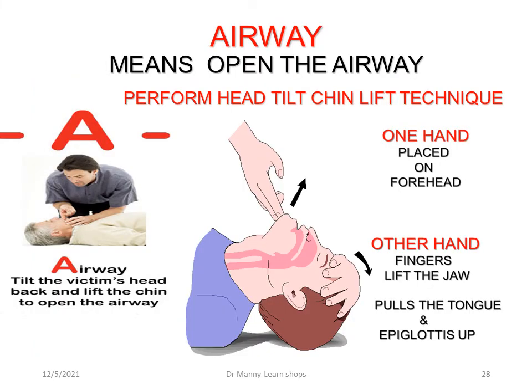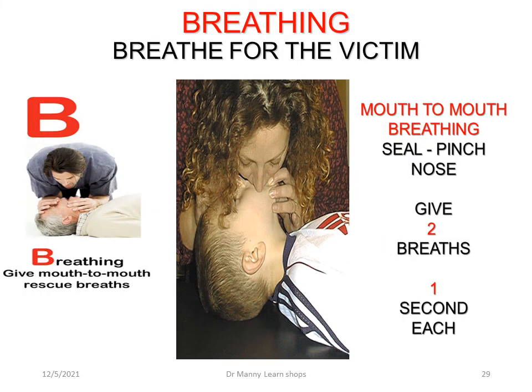The airway means opening the airway. And the only way you can open the airway is to perform a head tilt chin lift technique. I'm not going to go into the jaw thrust because we're not talking about neck trauma or head trauma in this instance, but you can review the jaw thrust maneuver if you choose to. We're talking about the head tilt chin lift maneuver, where you place one hand on the forehead and the fingers of the other hand lift the jaw, and by doing that you pull the tongue and the epiglottis up. Because remember, when you become unresponsive, your tongue and epiglottis fall back. They're just muscles and they obstruct the airway. You need to unobstruct the airway. The head tilt chin lift maneuver.